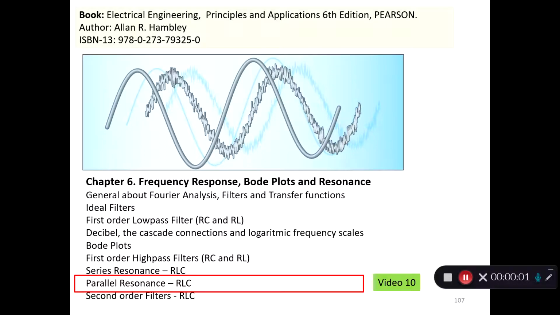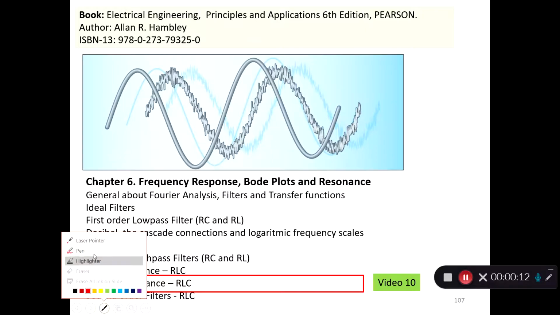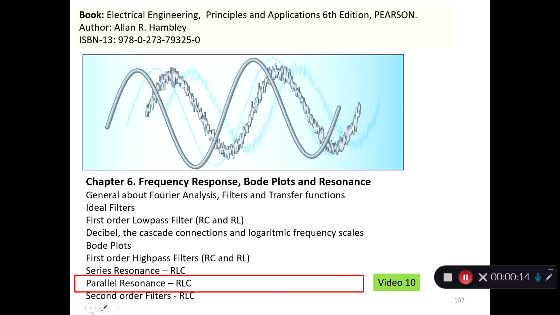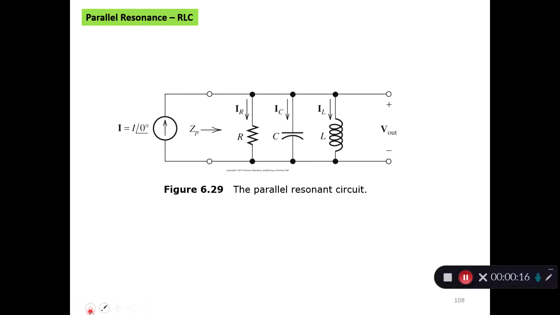Welcome to video 10 about parallel resonance circuits. Circuits made up of a resistor, inductor, capacitor. Here we see a parallel resonance circuit. Notice that the source is a current source with a current value and zero phase shift.